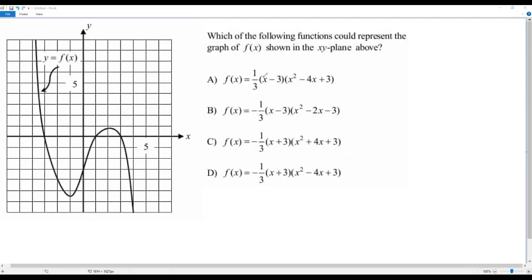Here we have a SAT math problem. Okay, let's go to the question. Which of the following functions could represent the graph of f of x shown in the xy plane above? Here we have the graph of the function f of x. In the given answer choices, we have to find the function f of x which represents this graph.